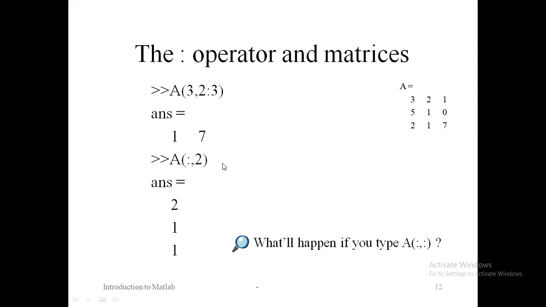And if you want the complete second column, you need not write anything in the place of the row. You need to write only the value 2 in the place of the column, and you will get the second column elements as a whole.